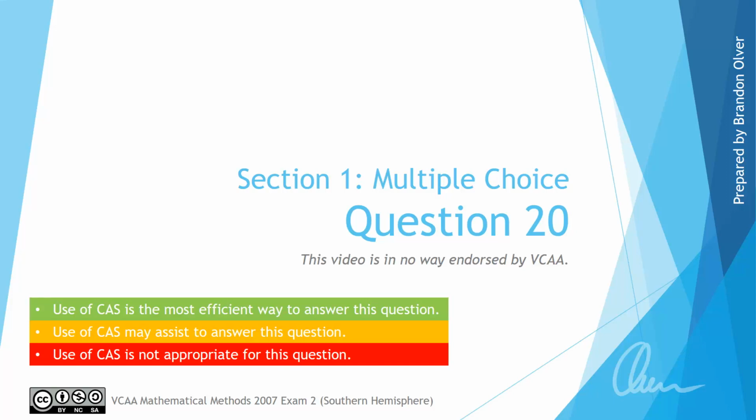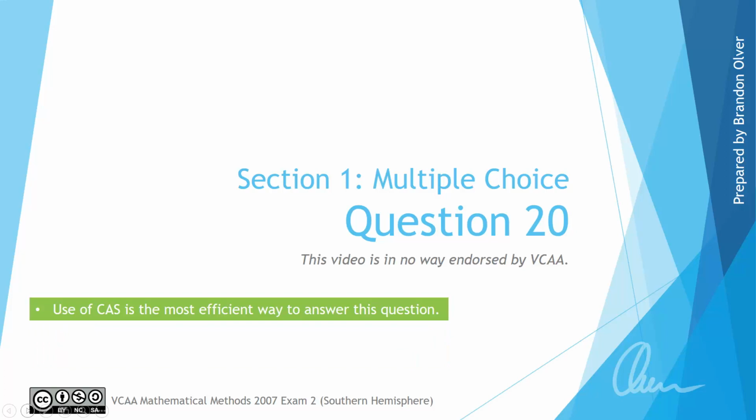Welcome to multiple choice question 20 of the 2007 Mathematical Methods Exam 2. In this video, we will be looking at the solution and examination advice for this question. A reminder that this video is in no way endorsed by VCAA. And before we move on, I'd just like to point out that the use of a CAS calculator is an efficient way to approach this question.